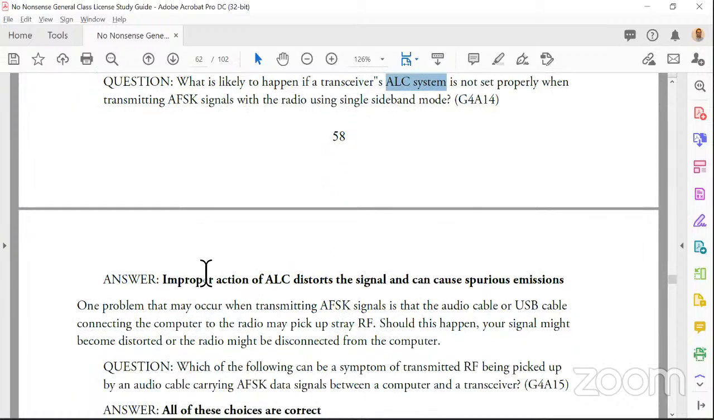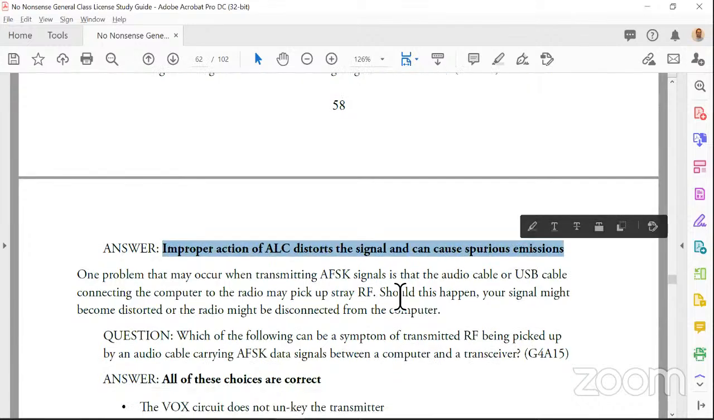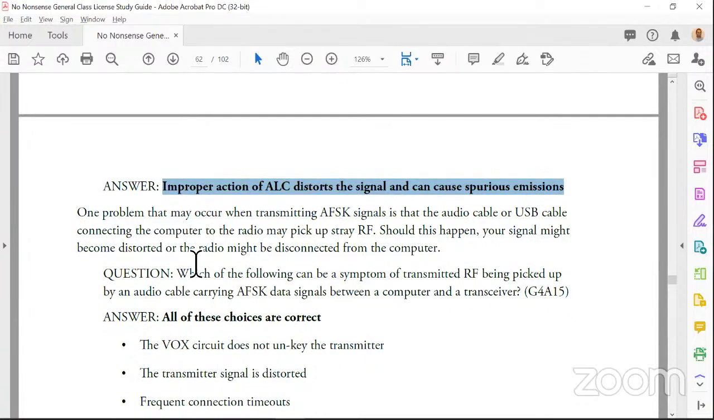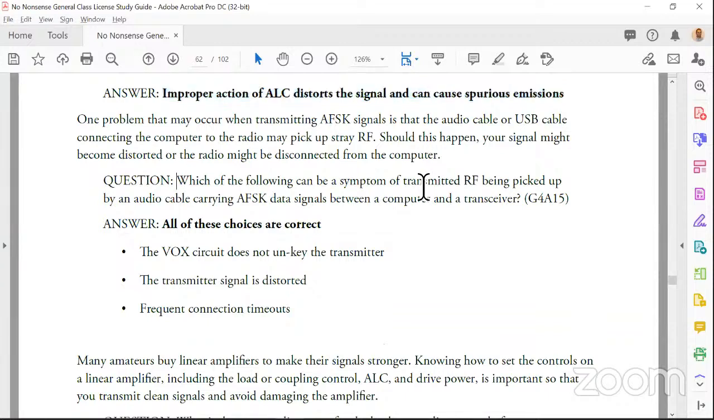Well, we learned that you can have signal distortion, and you can cause spurious emissions, which is our answer. Improper action of ALC distorts the signal and can cause spurious emission. So as hams, we need to learn to set our ALC correctly. Next question.